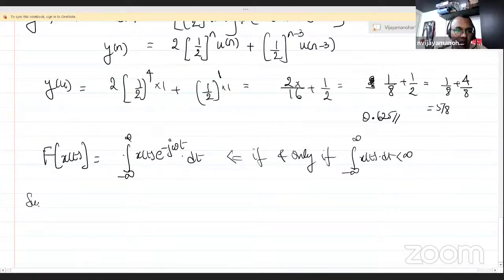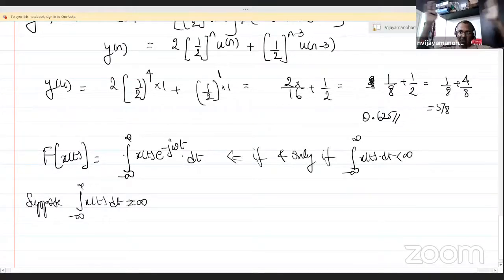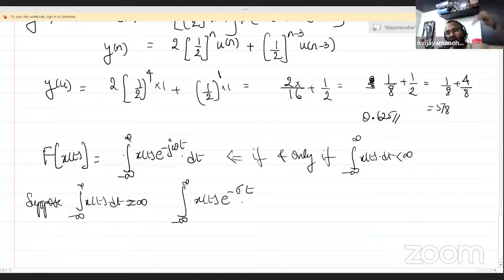Now suppose the integral from minus infinity to infinity of x of t dt is equal to infinity. The x of t is diverging now. Now I can force a convergence on this by multiplying with an exponentially decaying signal which is decaying faster than the growth of x. See, x of t is growing to infinity means what? The integration is becoming infinity, which means x of t is growing all the way to infinity. At what rate is it going to infinity? I'm multiplying by a signal which is decaying faster than that.